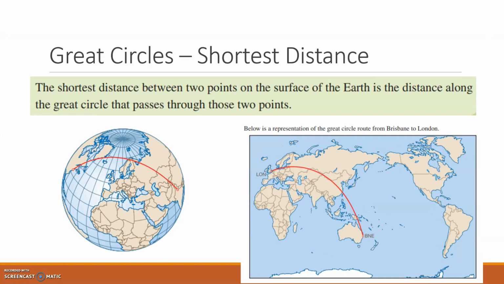The reason for that is because we have to follow a great circle to travel that shortest distance. So that's the fact that this slide is saying. It's saying the shortest distance between 2 points on the surface of the Earth is a distance along a great circle that passes between those 2 points. So let's start using that.